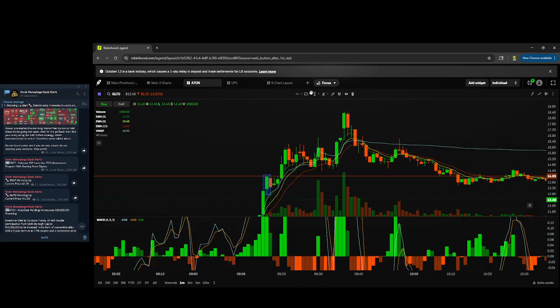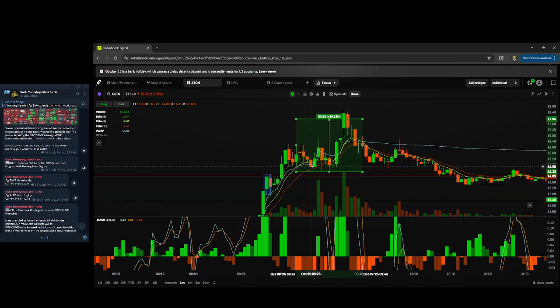If we measure that out real quick, from about where I got in, which I think again was about 1430 or so, somewhere in here, and I got out at like 1780, somewhere down in here. Like that was a 25% move, right?